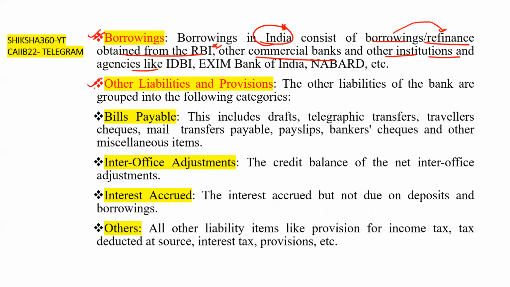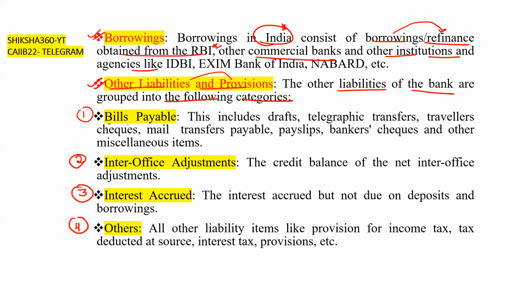So what are the other liabilities and provisions? The other liabilities of the banks are grouped into the following categories. First one is bills payable. Second one is inter-office adjustment. Third one is interest accrued. Fourth one, others. Let's discuss one by one.